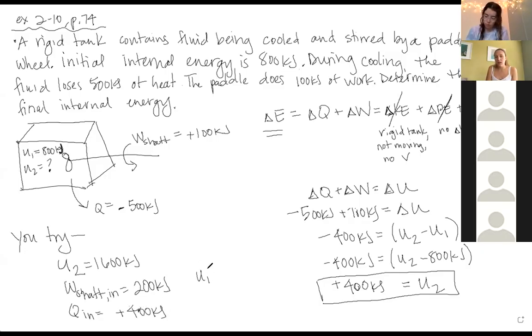And I want you to find your starting internal energy. So do the same problem again, but use the new values. Is that clear to everybody? You're heating up a fluid. It's gaining 400 kilojoules of heat. There's a shaft doing 200 kilojoules of work to continuously stir the system. And your final internal energy is 1600 kilojoules. What is your starting internal energy?